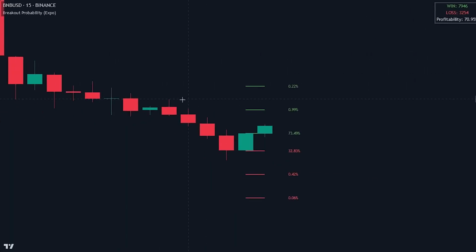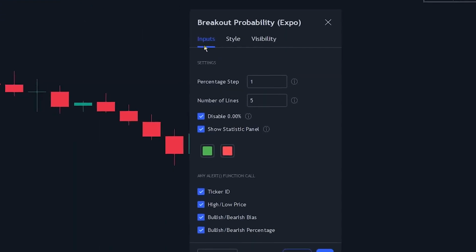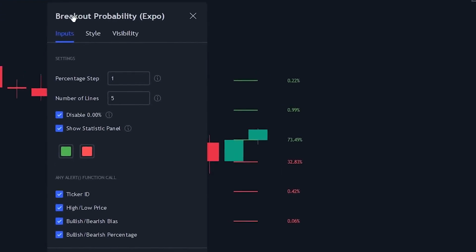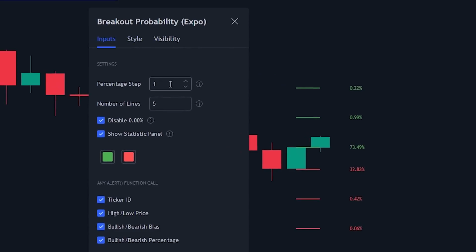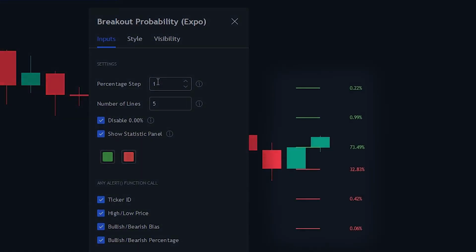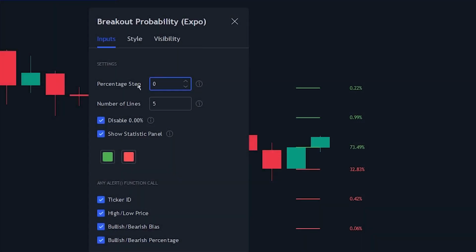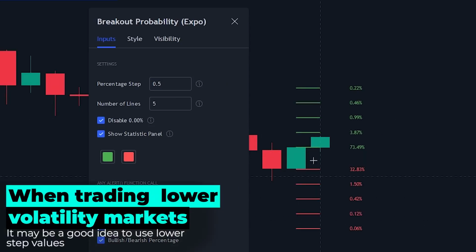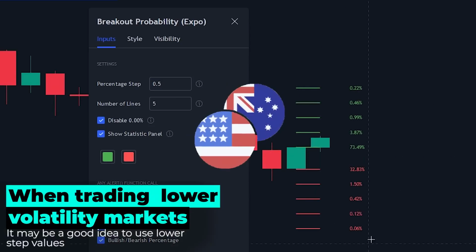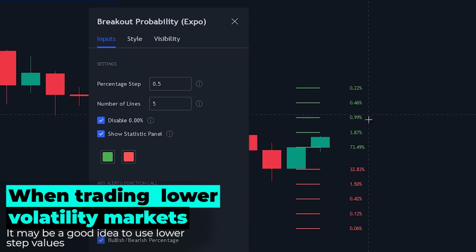If we head over to the indicator settings and click on the Inputs tab, we will see the following. Firstly, there is a percentage step setting. This setting allows us to change the percentage between the lines. Simply said, you can make the lines closer to each other or further apart. So making the step 0.5, for example, will cause for closer lines to be plotted. It's important to keep in mind that when trading in lower volatility markets like the Forex market, you will probably need to lower the step value. This is because an increase of 5% in one candlestick on a Forex pair is very unlikely.